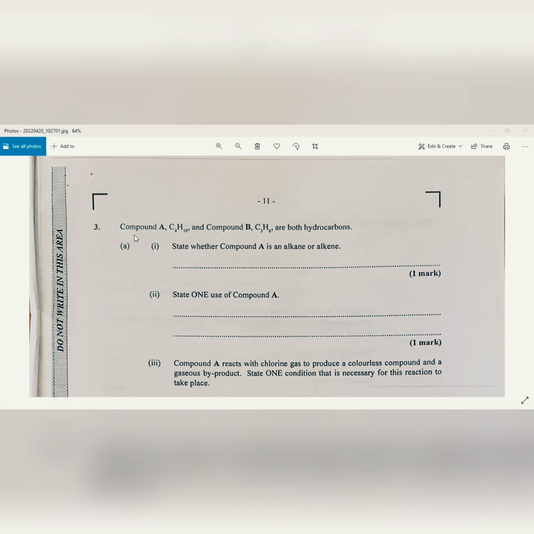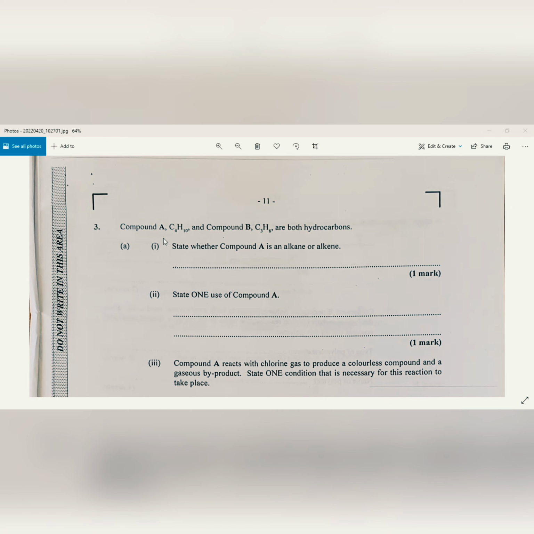Okay, so here's another question. Compound A, C4H10, and compound B, C3H6, are both hydrocarbons. State whether compound A is an alkane or alkene. We did something like this before. It is an alkane because the number of hydrogens is 2 times the number of carbons plus 2, C4H10. All right, so it's an alkane.